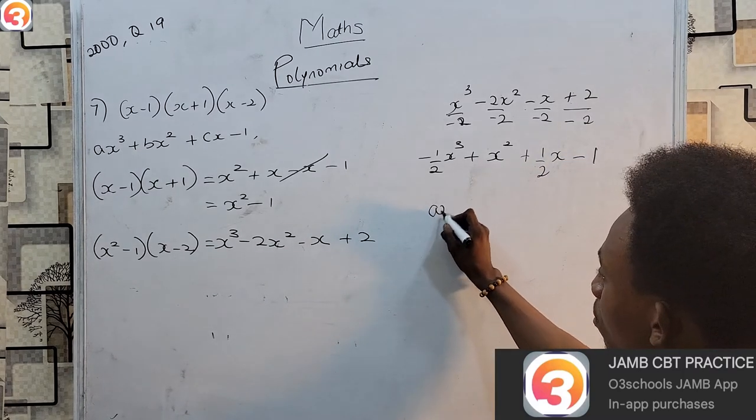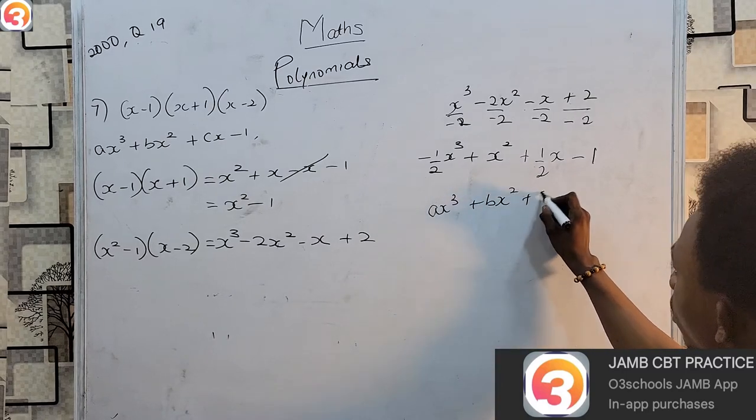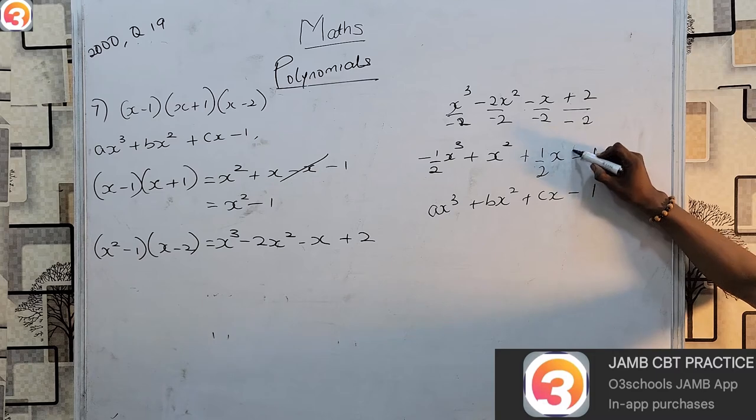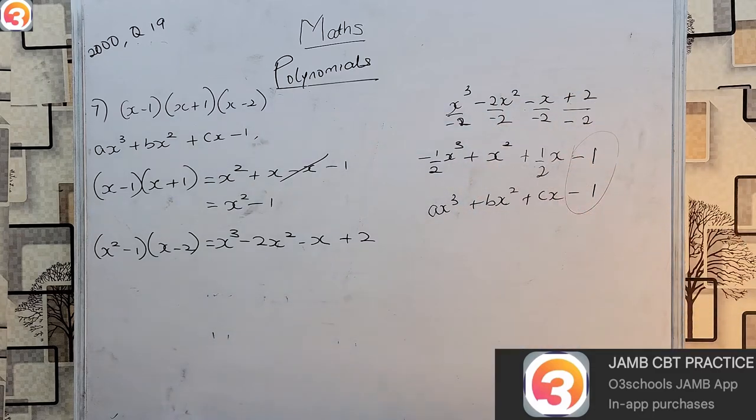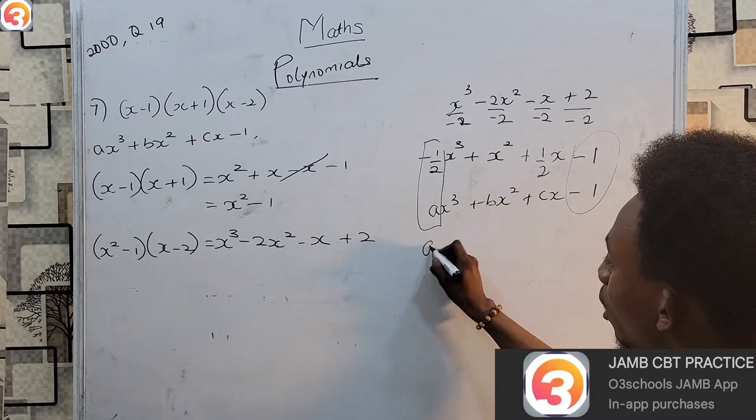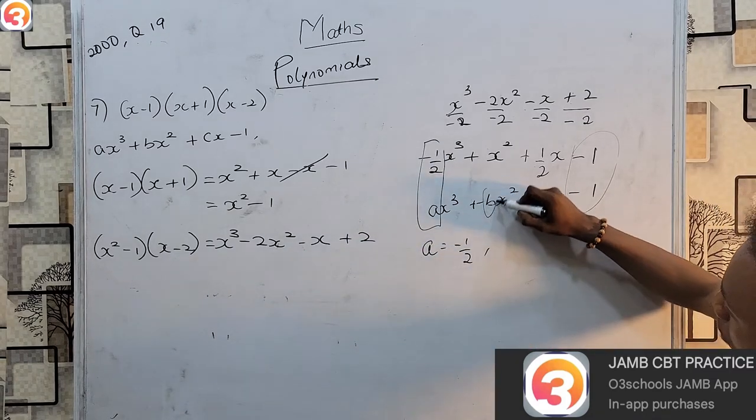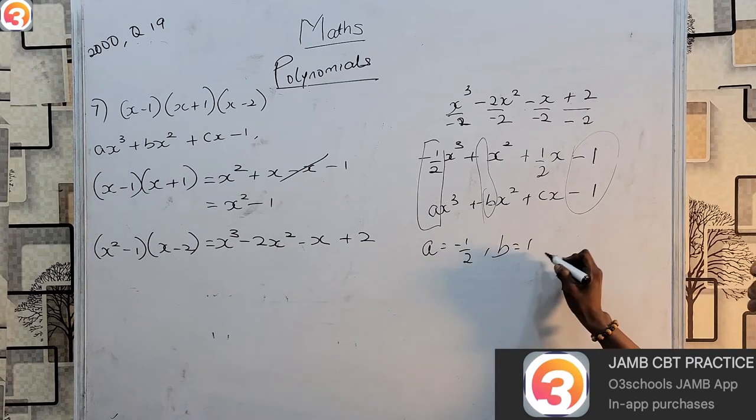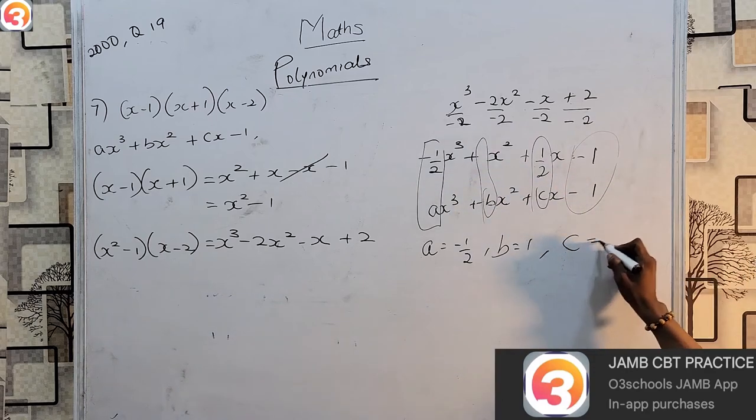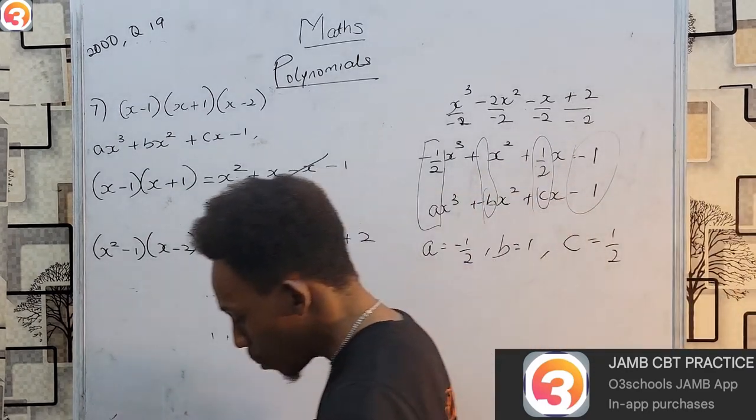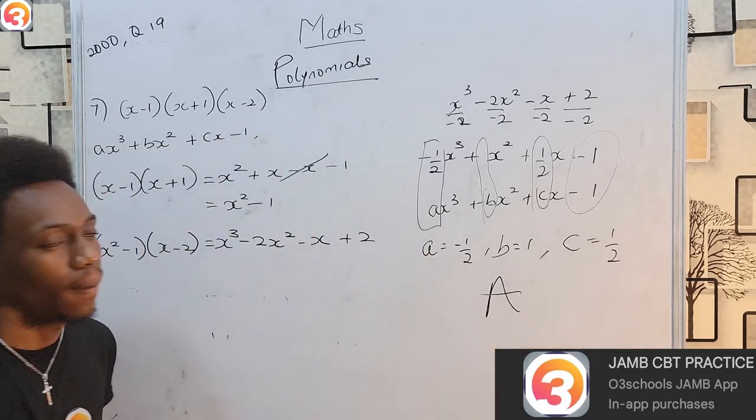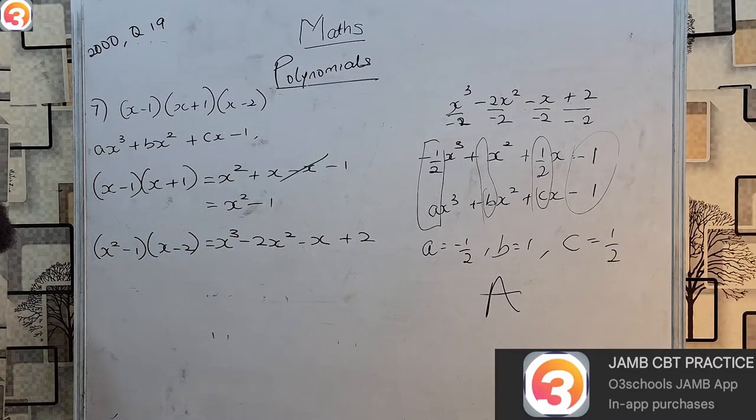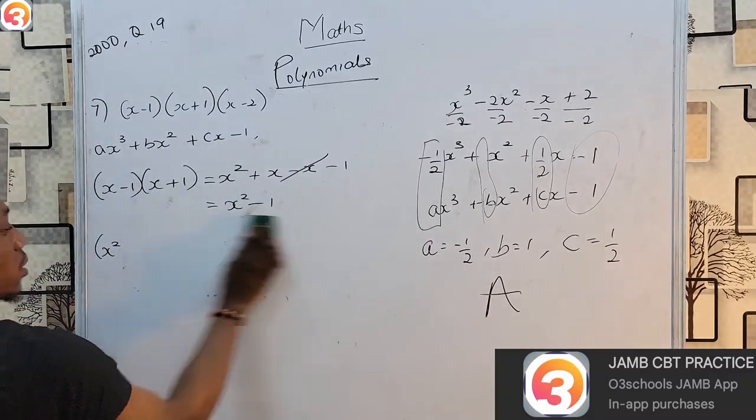So you see, if I compare this time, plus cx minus 1. Everything works perfectly fine. Minus 1 is here. X squared is here. And it's positive. X is here also positive. And this is this. Which must mean that a is minus 1 over 2. B is the number here. Since there's no number, there will be no b. Must be 1. And c is 1 over 2. If I check my options, I should be having minus 1 over 2, 1, and 1 over 2, which is option A. So you see, I've said it, and I'll continue to say it. The solving is very, very simple.